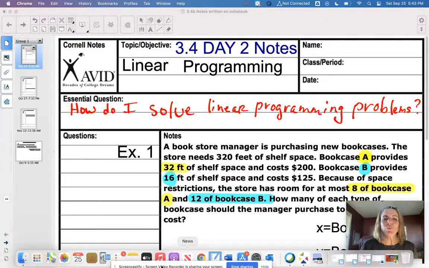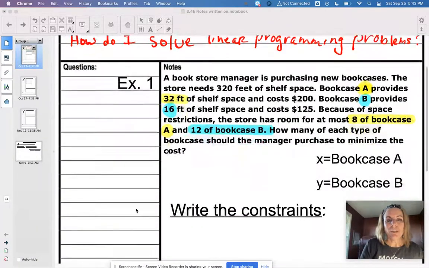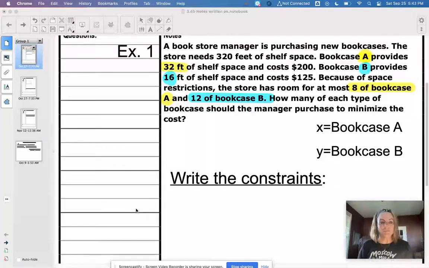3.4, day 2. We're still on linear programming. Essential question: how do I solve linear programming problems? Please write that down. Well, here we go. We have an example right in front of us.